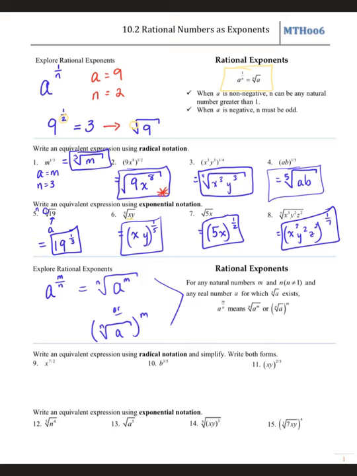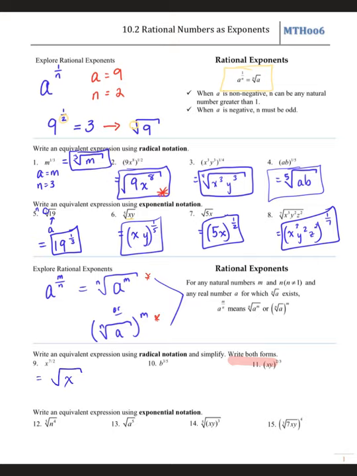Okay, again, I'll do 9 and 12 with you, and then I'll give you a moment to work through these on your own to see how you did. So we want to write an equivalent expression using radical notation and simplify. Write both forms. When it says to write both forms, that means we want to write it in both of these forms that we looked at up here. So for the first one, we have x to the 7 over 2. Well, we know x is going to be our radicand, meaning that's what is inside of the root. And now 2 is going to be our index, so it's a square root. We don't have to write anything different with that.